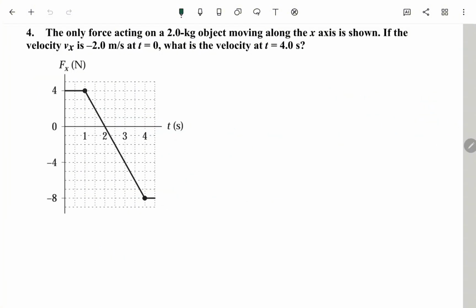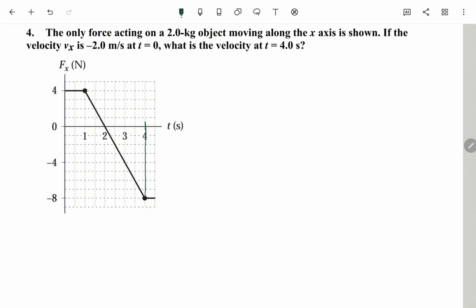The only force acting on a 2 kilogram object moving along the x-axis is represented right here. If the velocity Vx is equal to minus 2 meters per second at t equal to 0, what is the velocity at t equal to 4 seconds? Now we would like to find the velocity at 4 seconds. Now at 4 seconds has to be somewhere this one here.